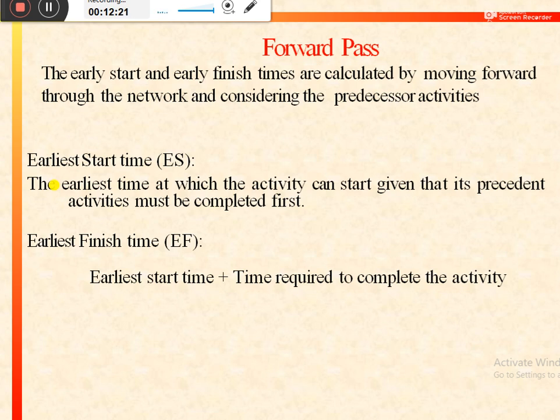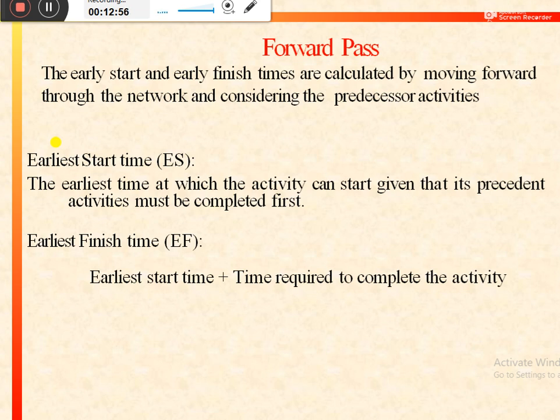And we can calculate these times with the help of two steps or two methods. First one is the forward pass. By using the forward pass, we would move from left to right on a particular network, or we would consider the first node first and the ending node last, or we can start from the left side to the right side.